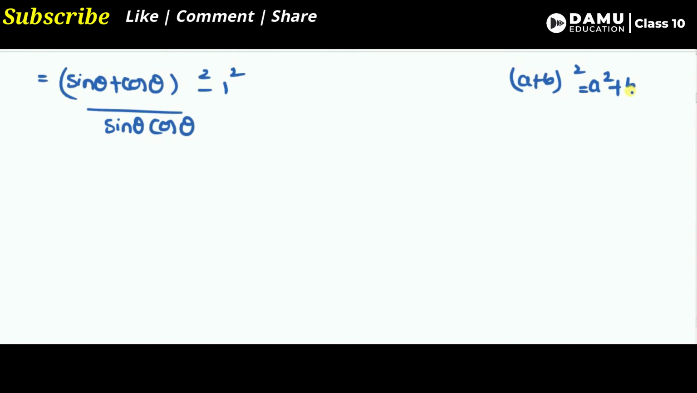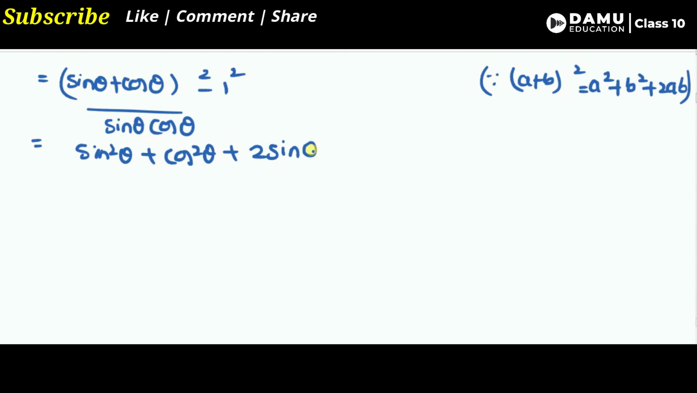So (a plus b) whole square will be a square plus b square plus 2ab. So this is the formula. For this, what you can write here is sin square theta plus cos square theta plus 2 sin theta cos theta minus 1, whole divided by sin theta cos theta. So this is the value we got.